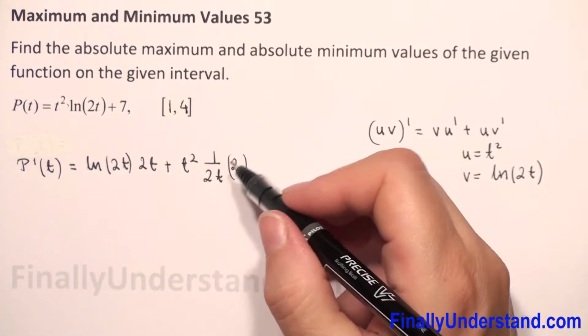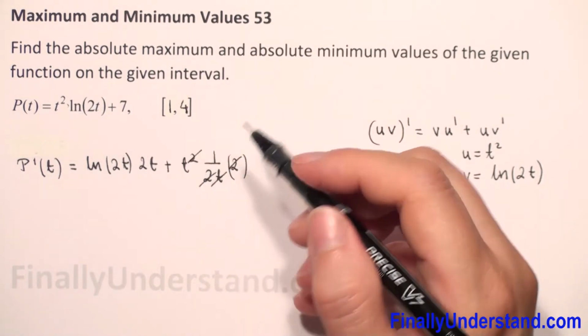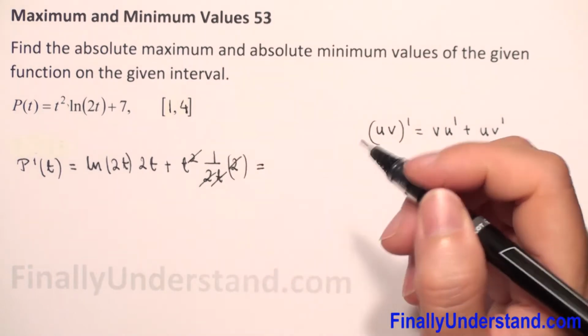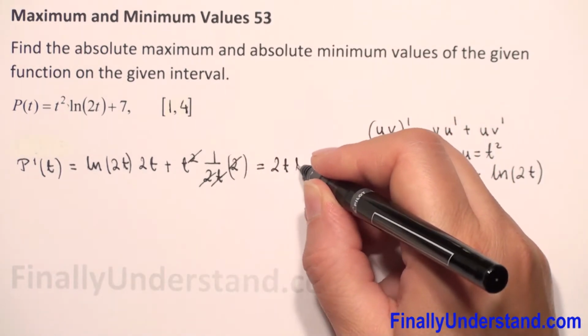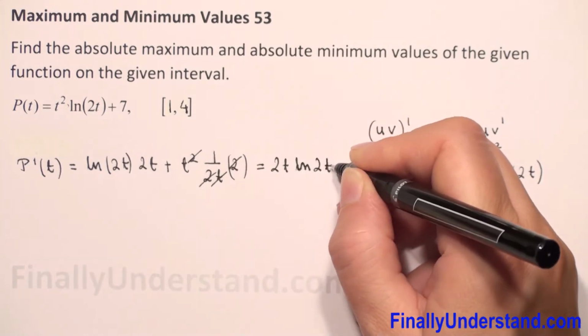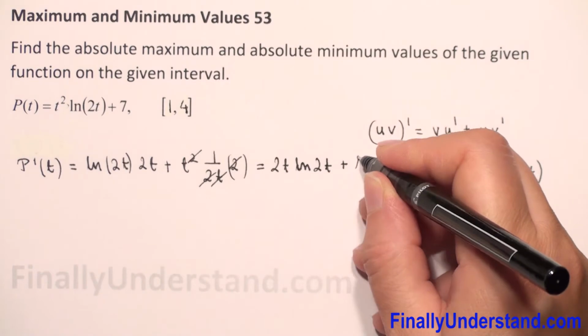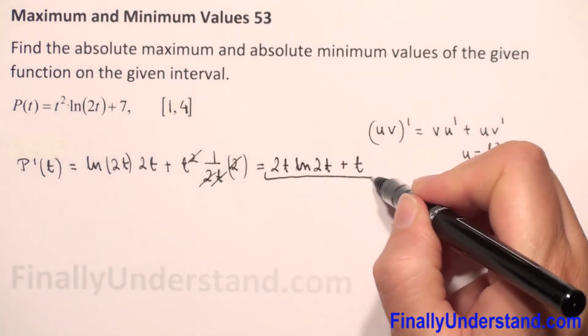0, we don't have to write it. So we can reduce 2 with 2, t with t square, so we have 2t times natural log of 2t plus t. This is our first derivative.